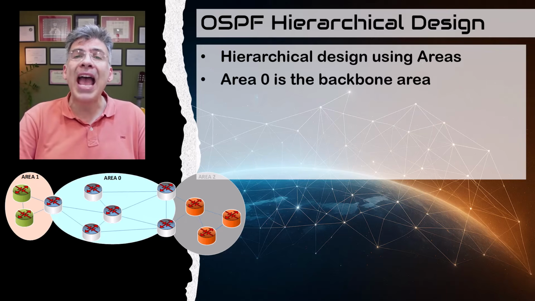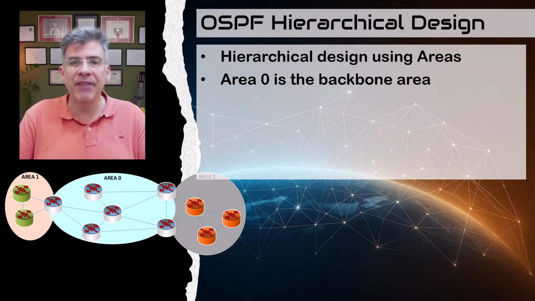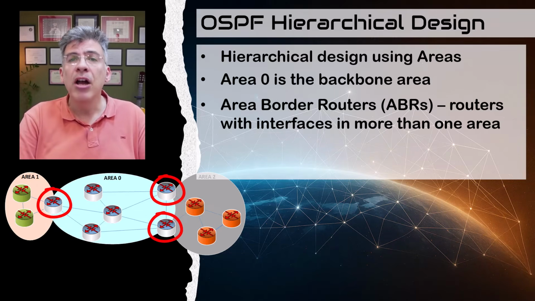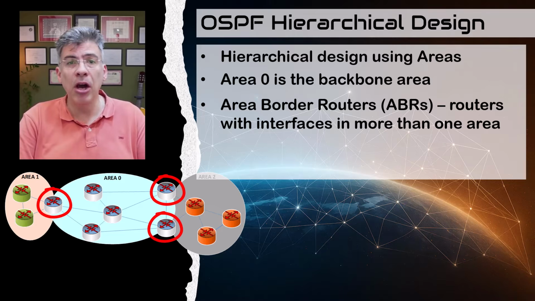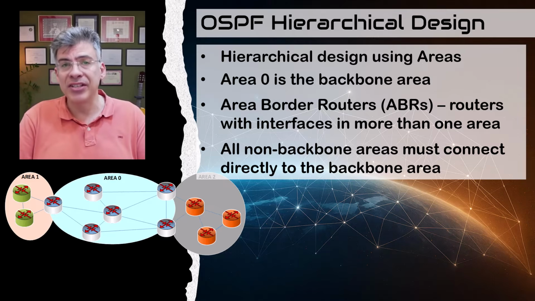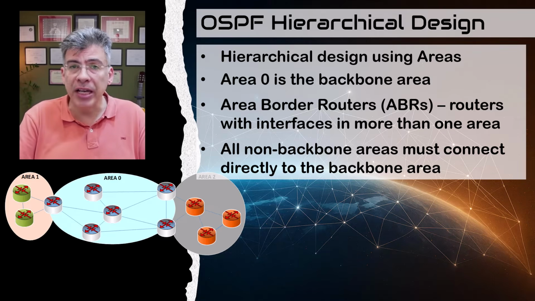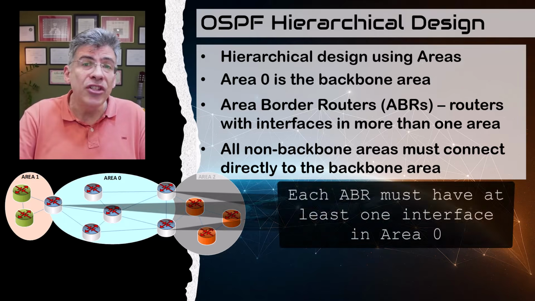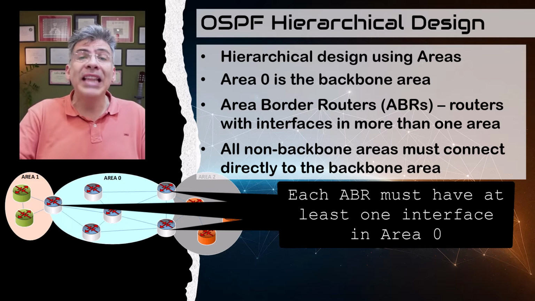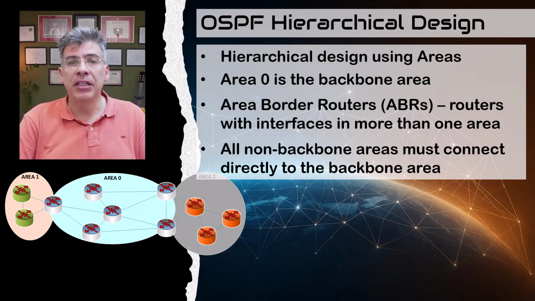Area 0 is known as the backbone area. All OSPF topologies must have an area 0. You cannot create a single OSPF area and designate it something other than 0. Routers that have interfaces connected to more than one area are called area border routers, or ABRs. All non-backbone areas, in other words, those areas that are not designated area 0, must connect directly to the backbone area. In other words, each ABR must have at least one of its interfaces within area 0. When we lab this up in the coming videos, this will become even clearer.